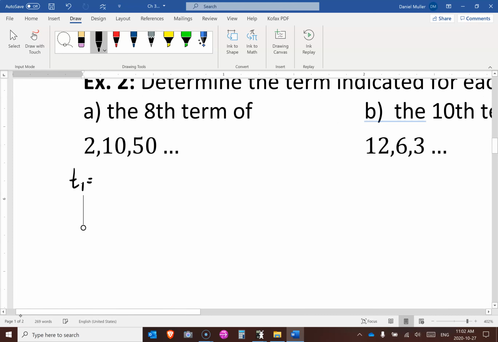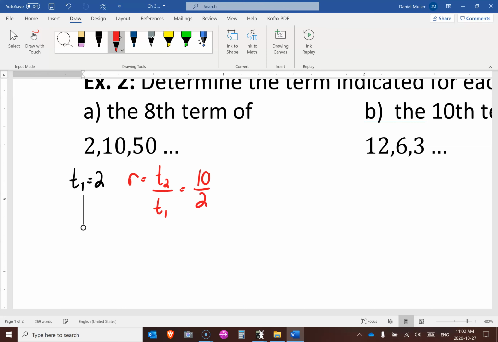So T1, our first term, is 2. Now our ratio R: take a number divided by the previous, 10 divided by 2. How do you write that, by the way? T2 divided by T1. That's what we're doing here: term 2 divided by term 1, which is 10 over 2.